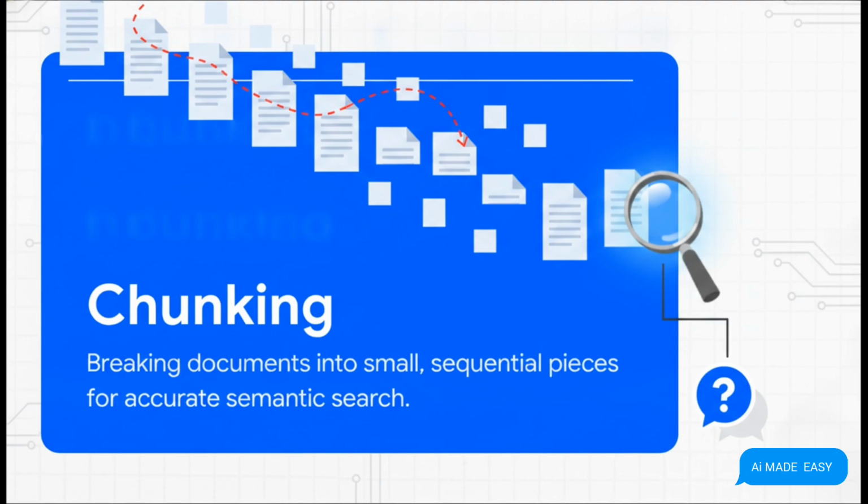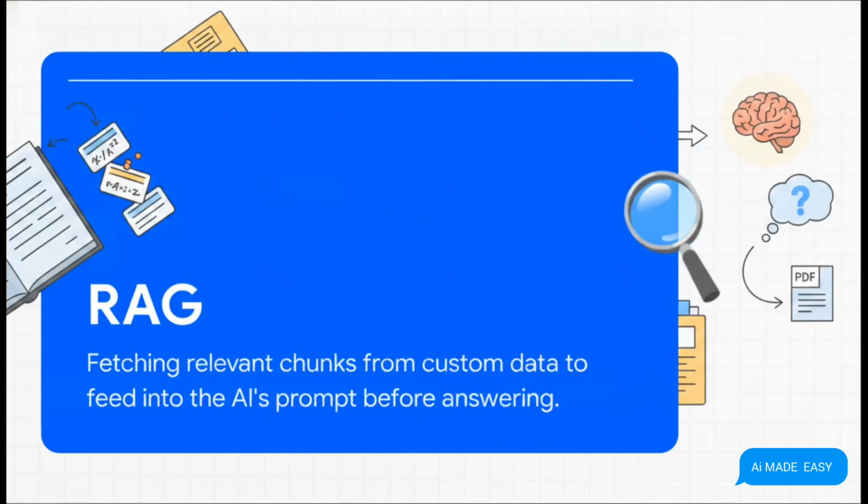Why do we do this? Well, if you ask a question, you don't want the AI rereading the entire 500-page book every single time. You want it to quickly find the one specific 800-character paragraph that holds the exact pinpoint answer. And that brings us to RAG, or Retrieval Augmented Generation. I know it sounds like crazy complex jargon, but the concept is beautifully simple.